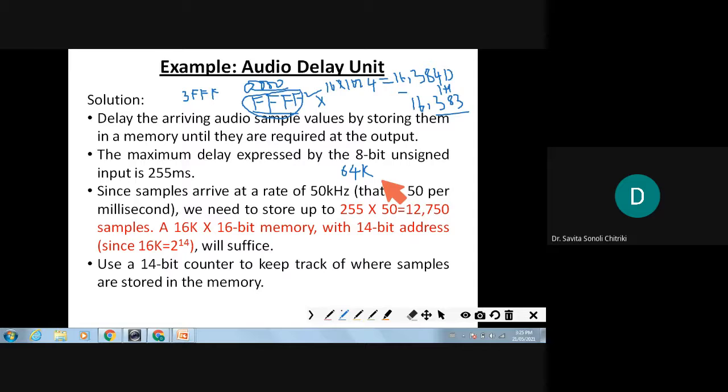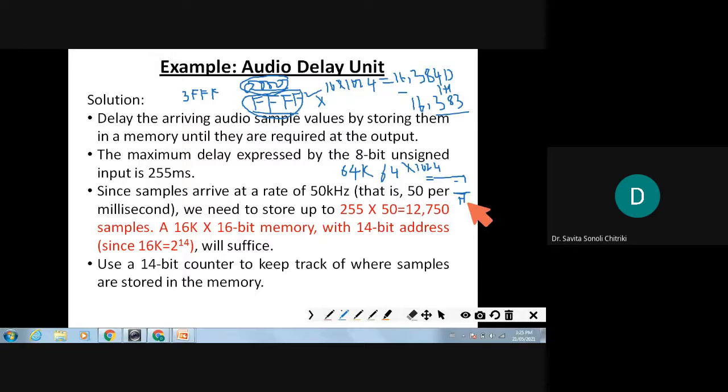So how do you calculate again? 64 into 1024. Whatever value you get, that minus 1, because 00 is always our first address. Then minus 1, whatever data you get, convert that into hex. So you are going to get the starting and the ending address. So for 64K, what is the ending address?